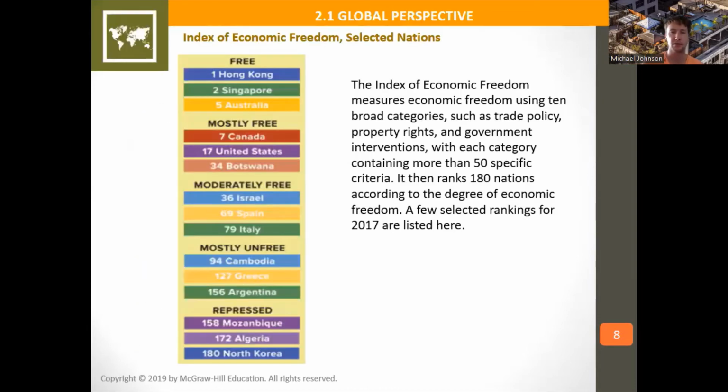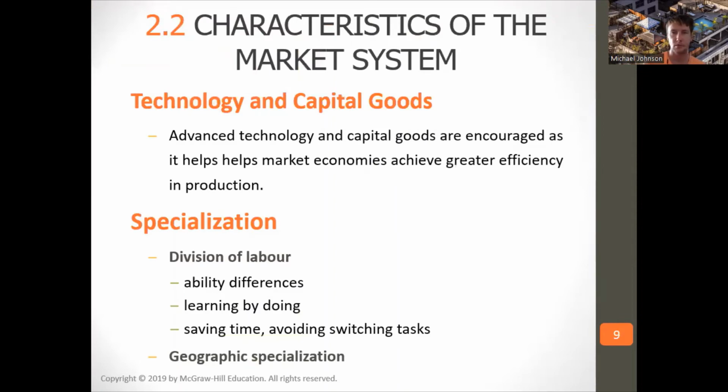So you need all that to have a successful economy. The countries that are mostly free have the highest quality of life in the world. That includes the United States, Canada, Australia, Hong Kong, Singapore. However, when they don't have a lot of economic freedom, such as North Korea, Algeria, Mozambique, the quality of life is very low. So economic freedom is very important to quality of life.